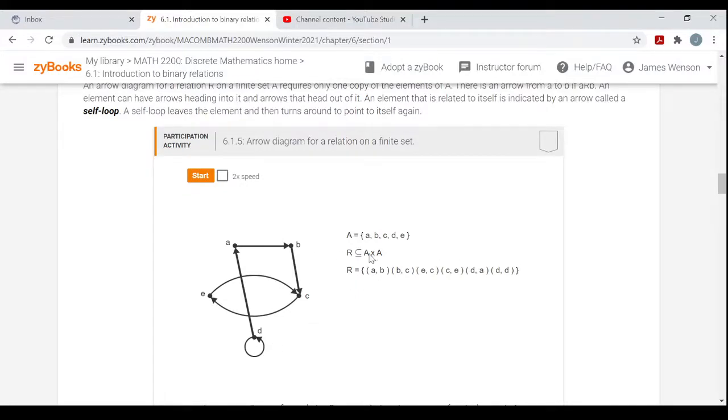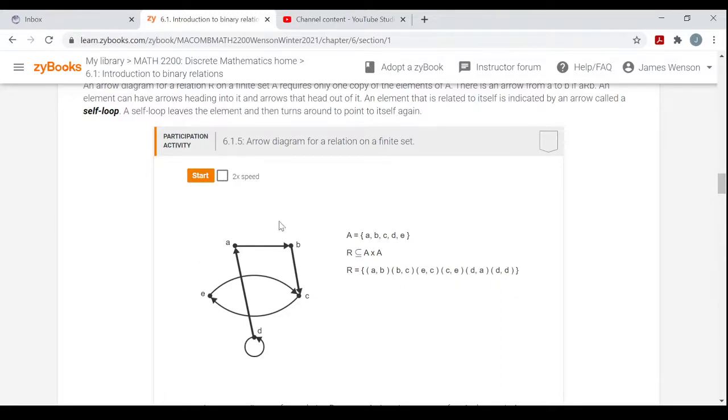Okay, so here's an example, right? Say set A, the domain set and the target set, is this set with elements A, B, C, D, and E. R is some relation on A, so R is a subset of A cross A. And here's R. It's got A comma B, B comma C, E comma C, C comma E, D comma A, D comma D. So A is related to B, B is related to C, E is related to C, C is related to E, D is related to A, and D is related to itself.